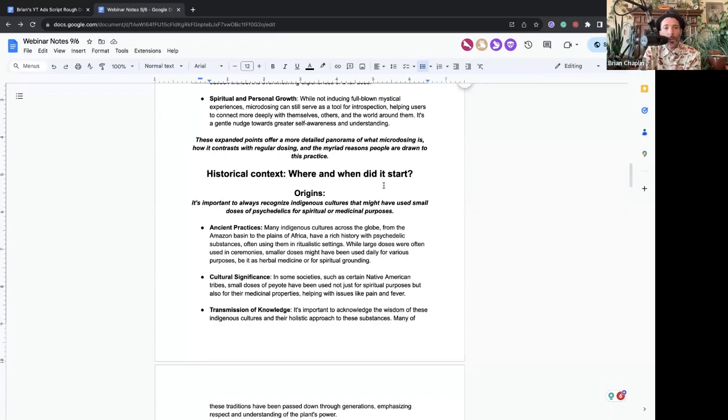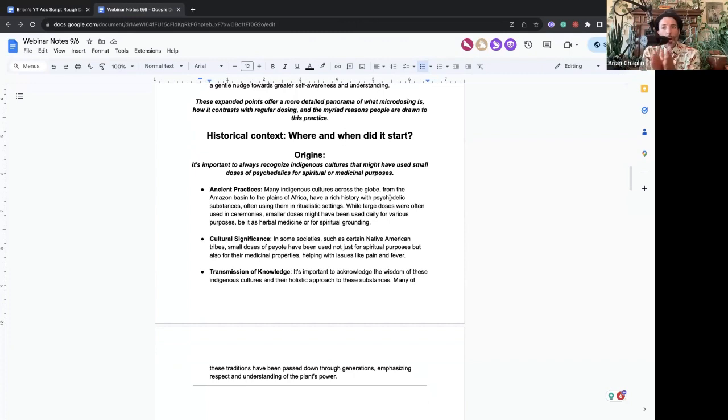Okay, so these expanded points offer a more detailed panorama or a wide perspective.